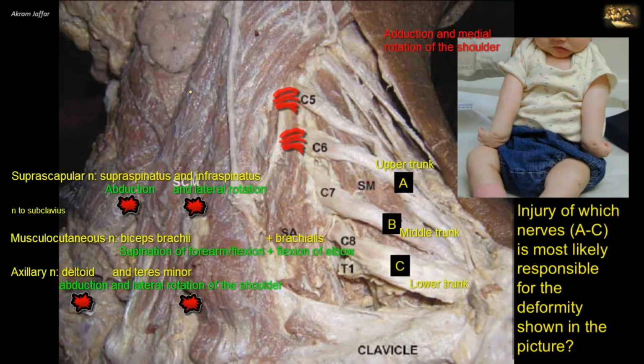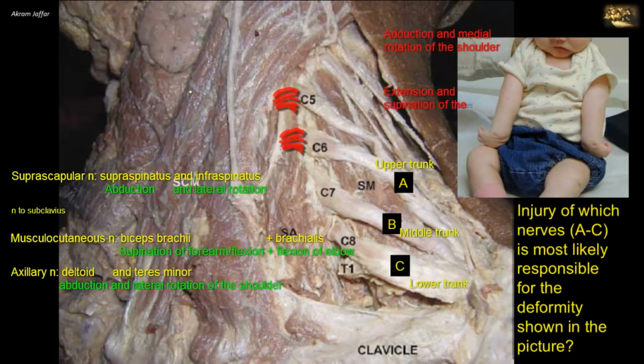The forearm will be extended and pronated because the action of biceps is lost. Biceps is supplied by musculocutaneous nerve, which is affected here. Axillary nerve that is affected will affect abduction, thus the limb is adducted at the shoulder. So mainly shoulder abduction, flexion, and supination of the forearm are lost.